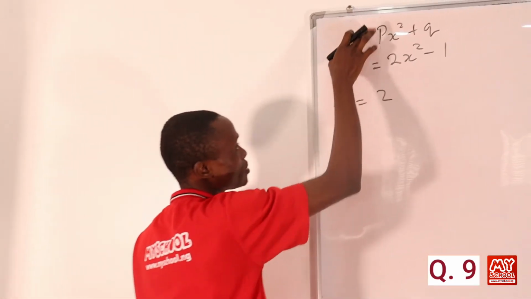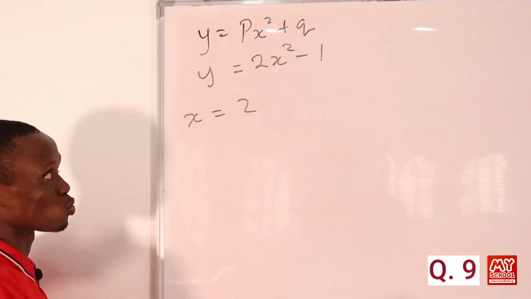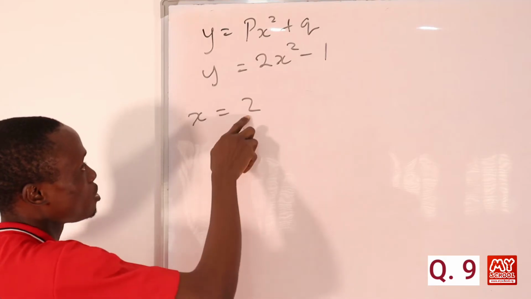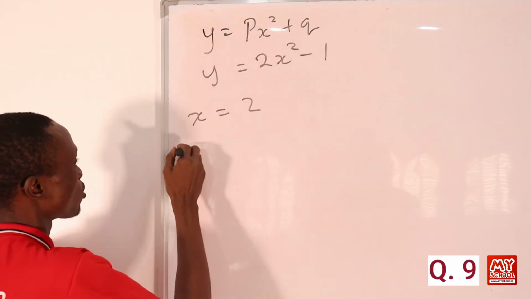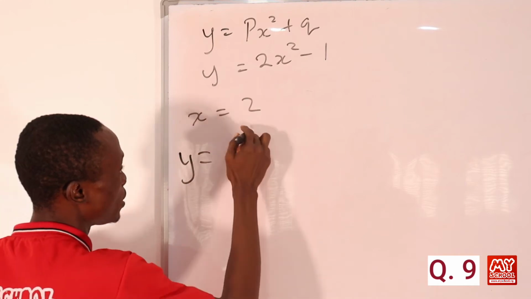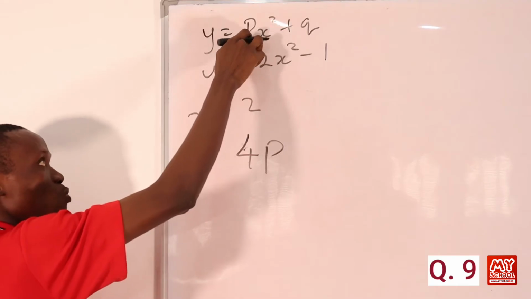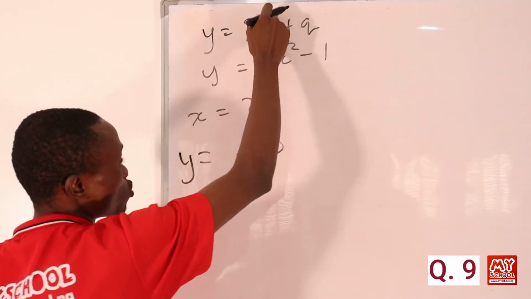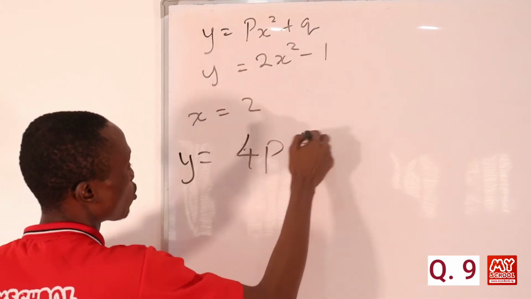These two graphs intersect at x is equals to 2. So basically what we first of all do is anywhere we see x in these two graphs, we are going to replace it with 2. For the first one we have p times x squared, and we are replacing x with 2. That means we are now having 2 raised to power 2, and that will give us 4. So 4 times p will give us 4p, then plus q.